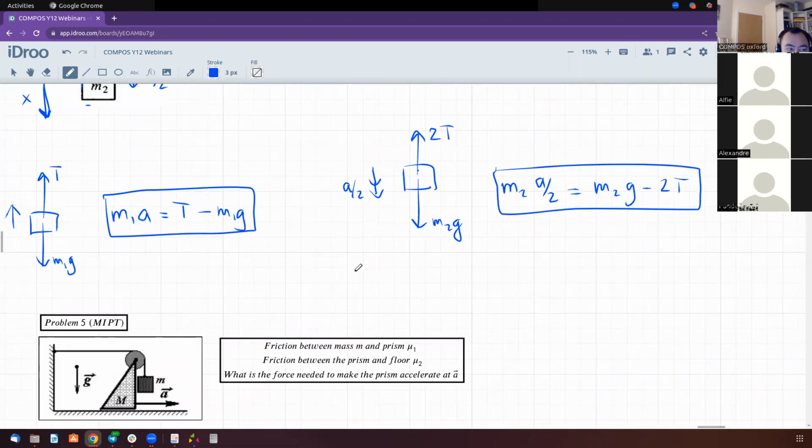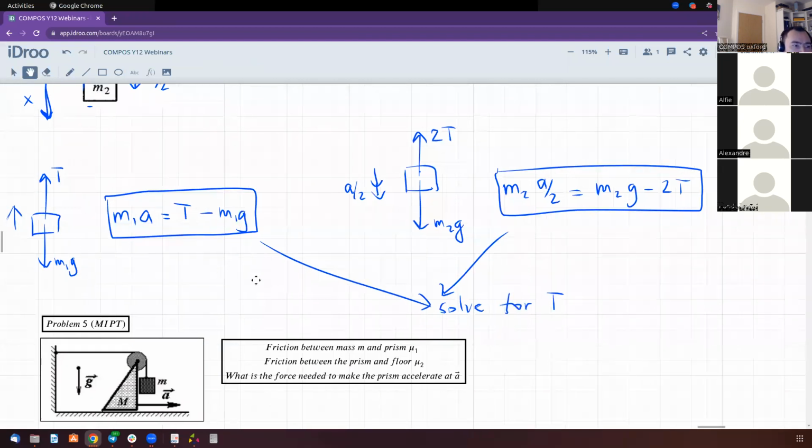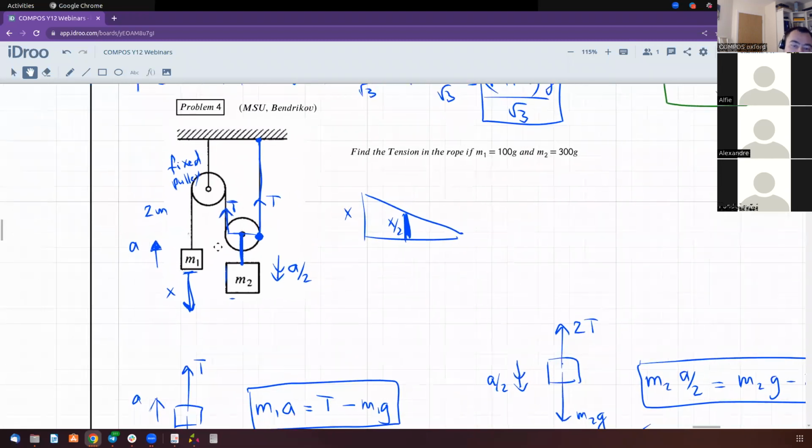Okay, so these are simultaneous equations. Solve for T. Are we looking for T? Are we looking for the acceleration? Yeah, we're looking for T.